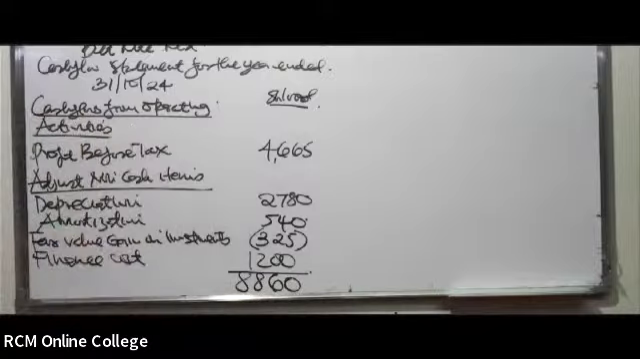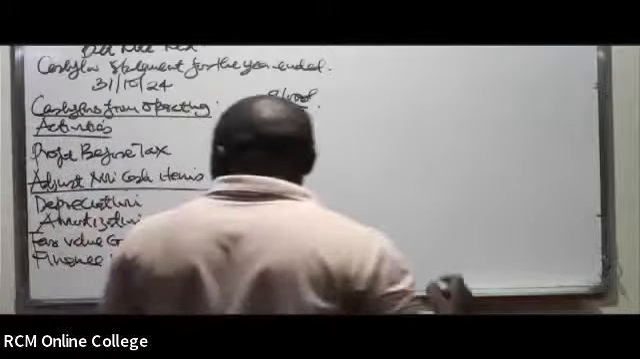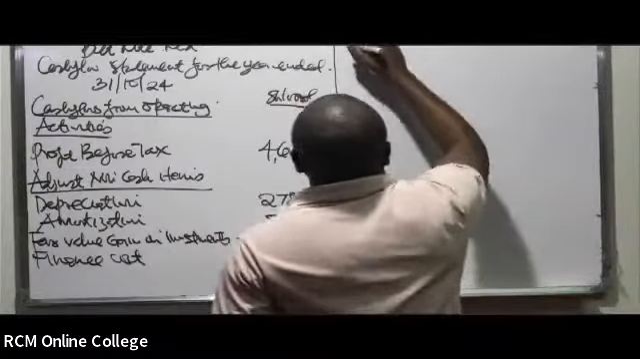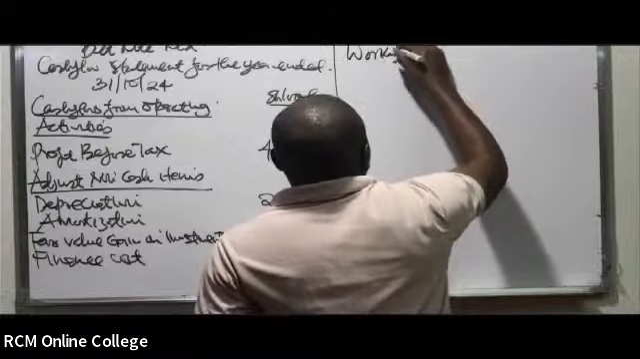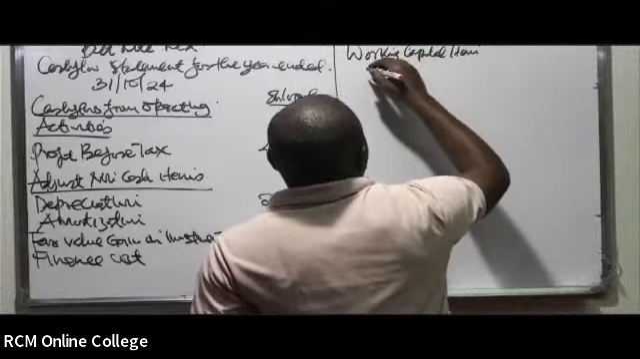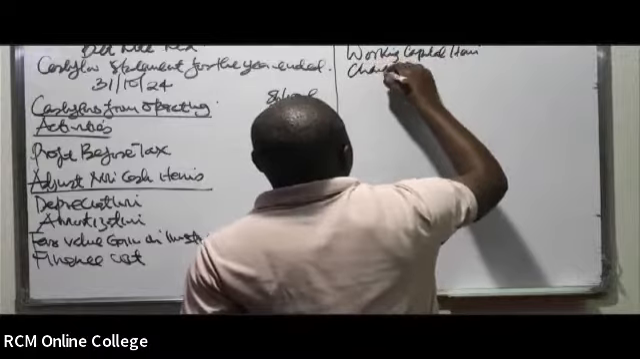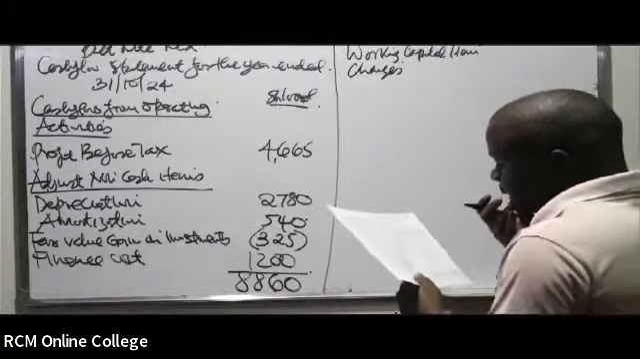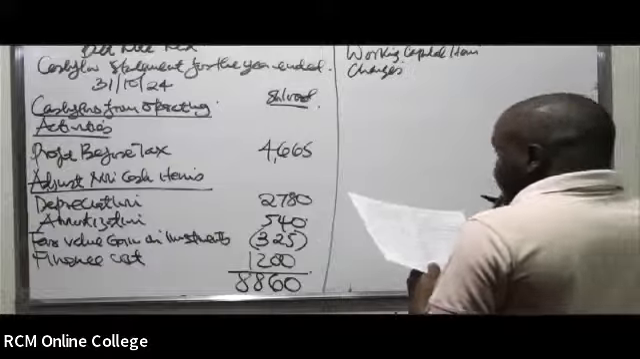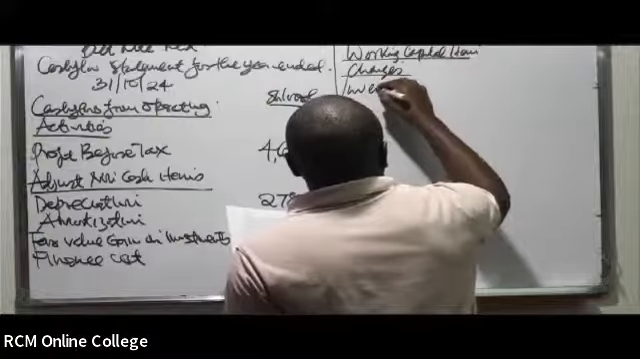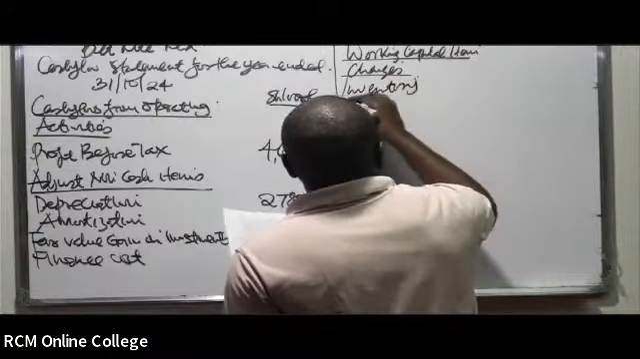Then you consider the working capital item changes. So we can put a line there. The working capital item changes that you have here are the inventory and accounts receivable. So we have inventory. We have accounts receivable.